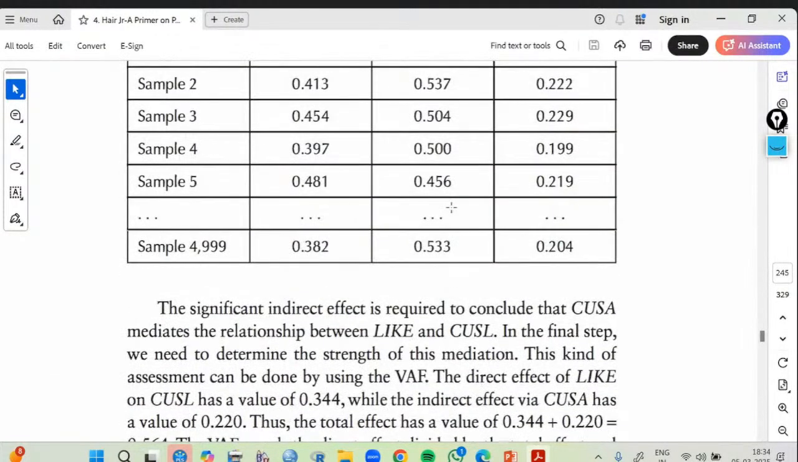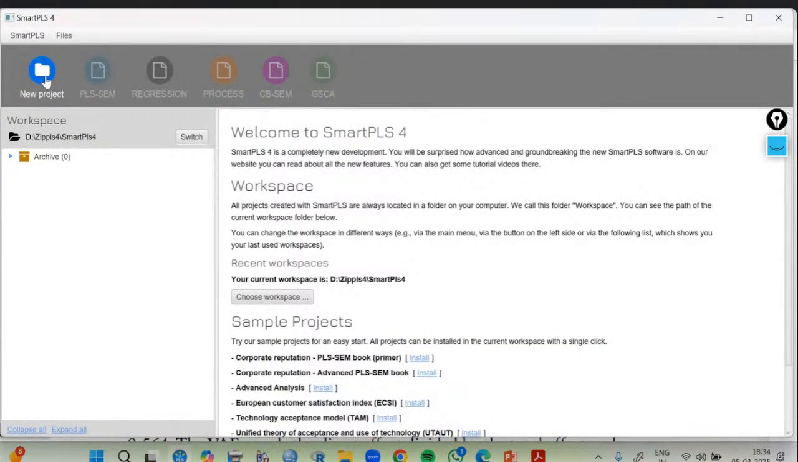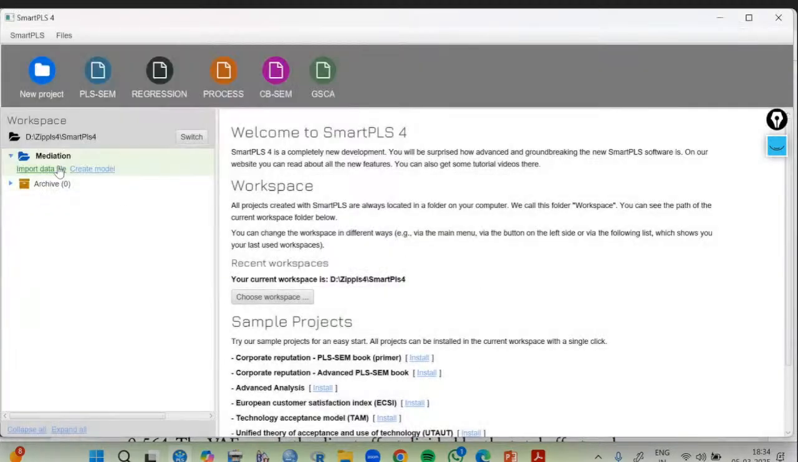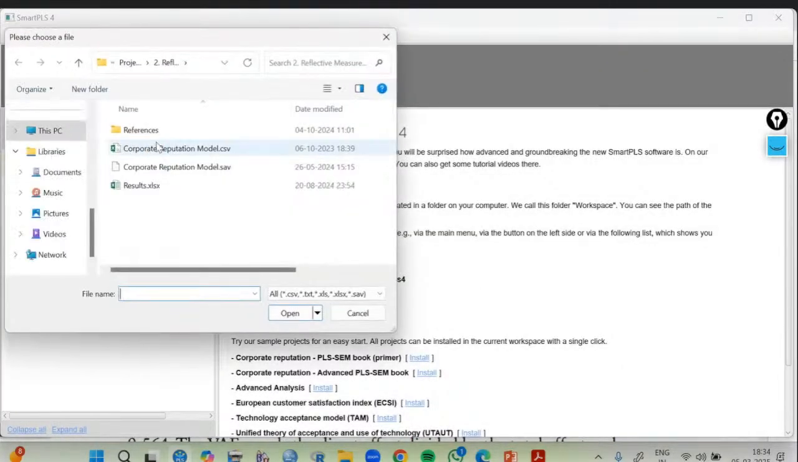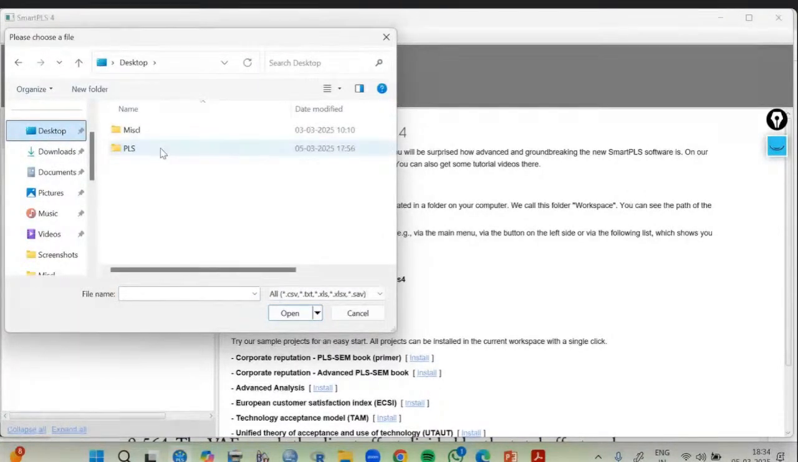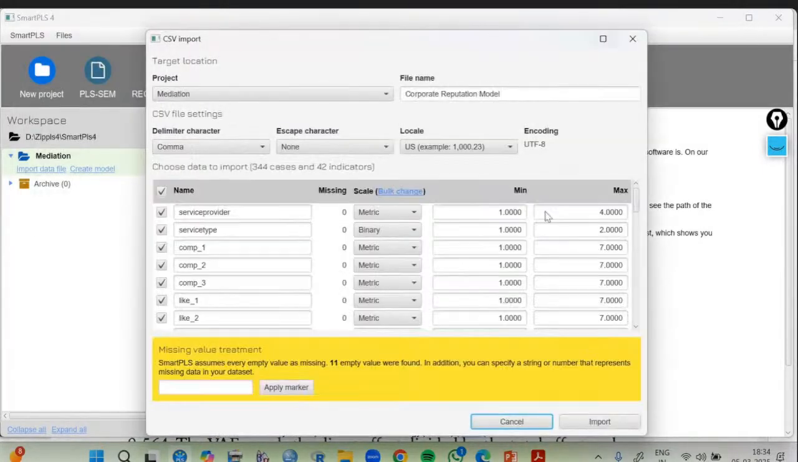Now we will perform it through SmartPLS. So new project, and my project name is mediation, and then we can create mediation, then import the data file, import.